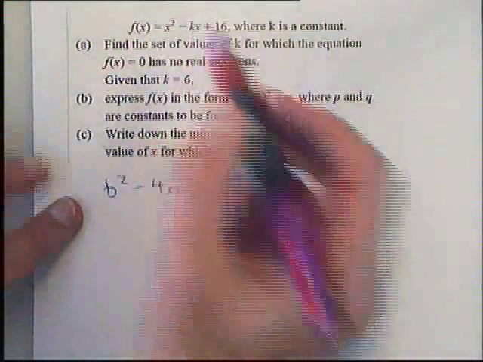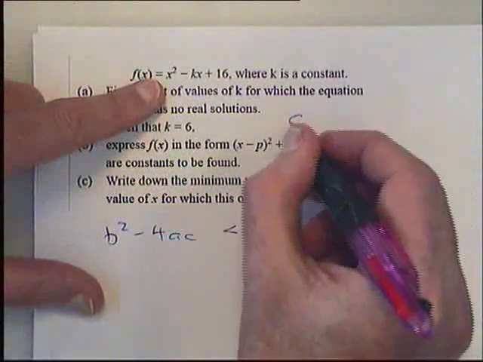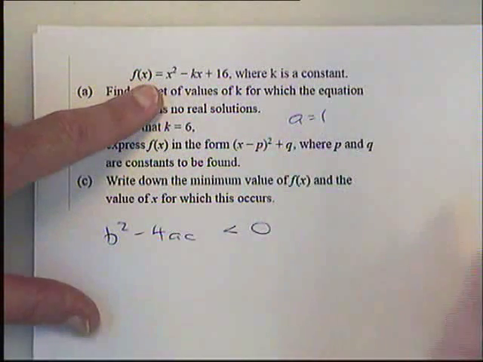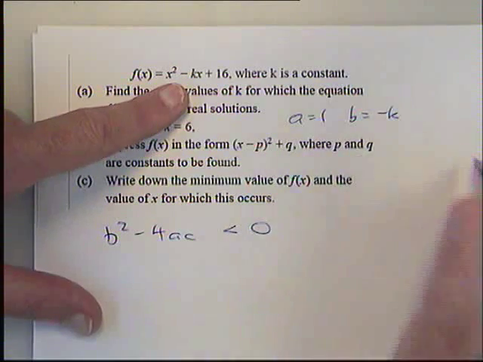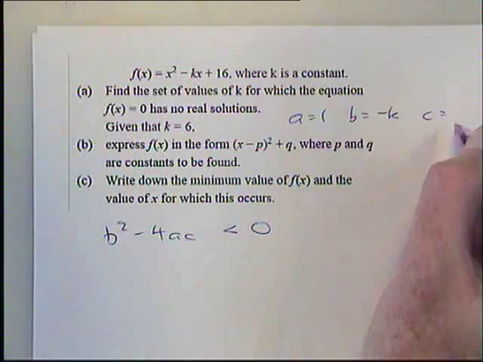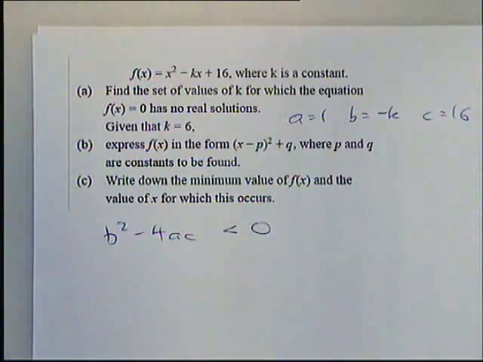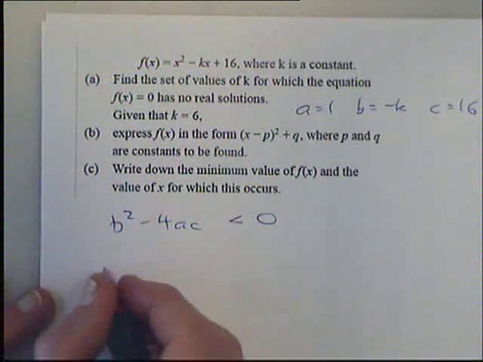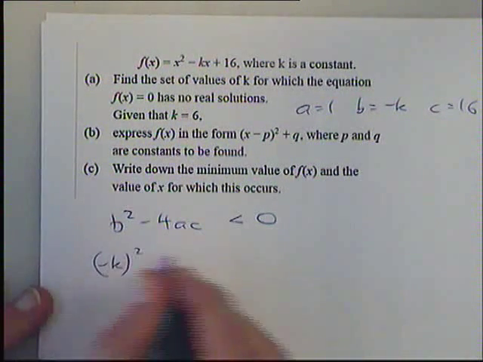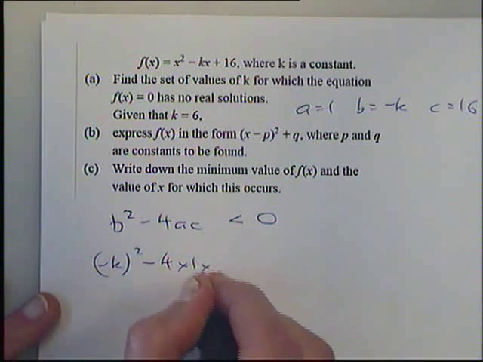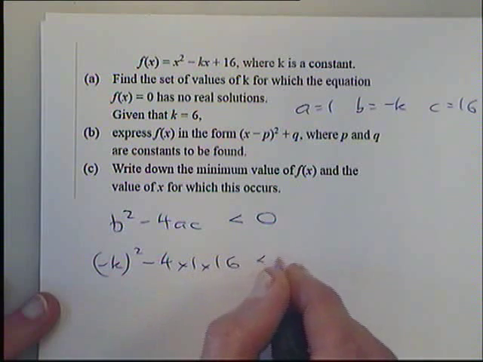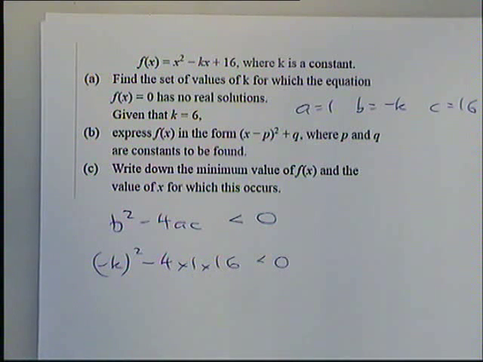So, from the equation we've got up here, a is how many x squareds, that's 1. B is how many x's, negative k. C is a number tacked on the end, 16. So b squared is minus k squared, take away 4 lots of a, lots of c. That has to be less than 0.